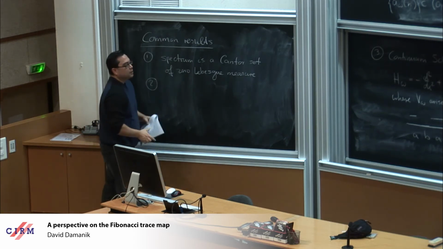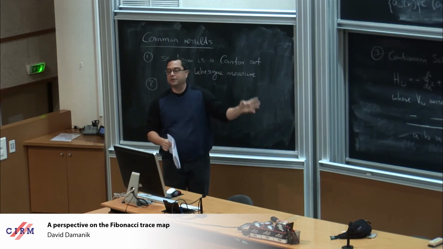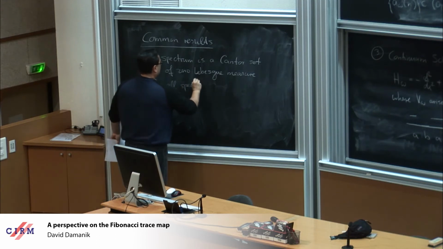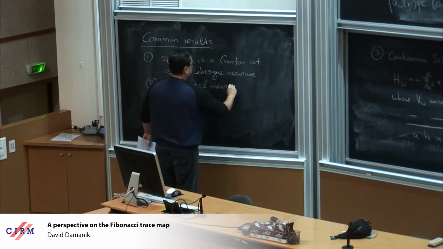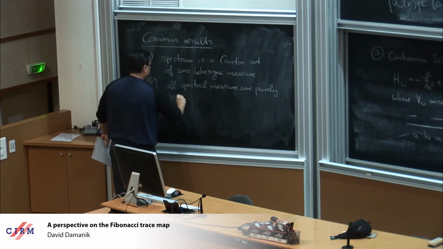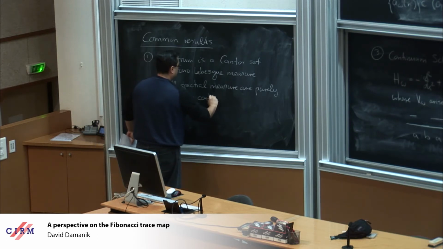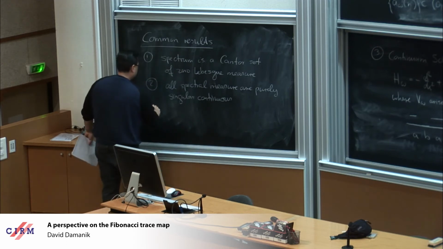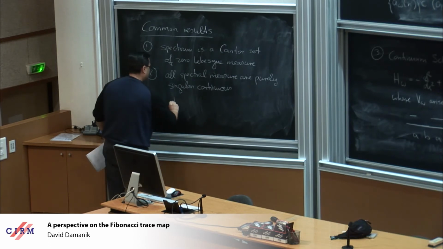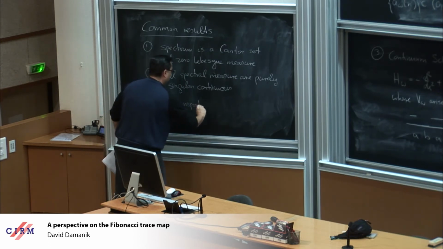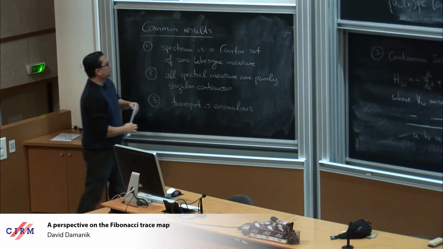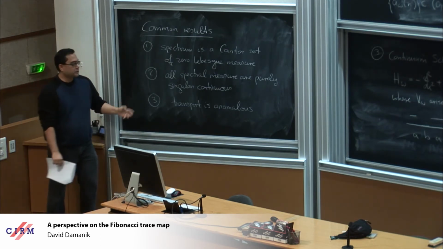The second thing you can prove: all these operators are either self-adjoint or unitary, so therefore you have spectral measures. And the spectral measures are purely singular continuous. And third, transport is anomalous. Maybe the first two statements are more or less self-explanatory. What does the third one mean?